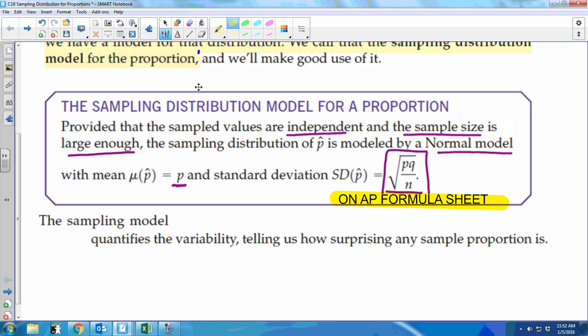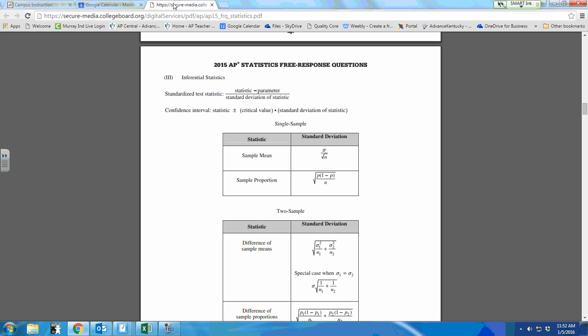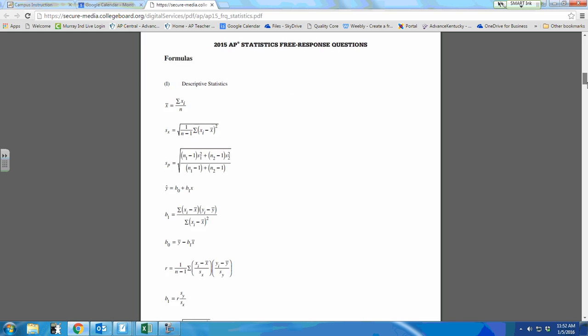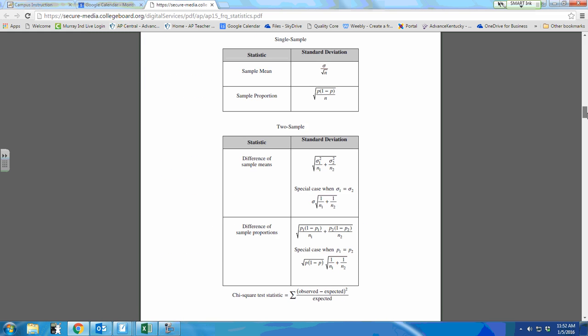On the AP formula sheet, the one I have in class, I have 2 pages on the front, and then I have 1 page on the back, which we haven't used yet. So you haven't even looked at the back of it. We're going to start looking at the back. So this is the back of the formula sheet. I have these 2 pages smushed together on the front, and then this page is on the back.